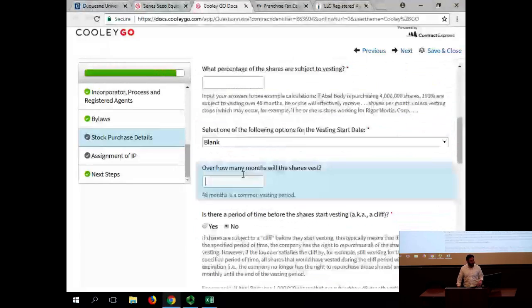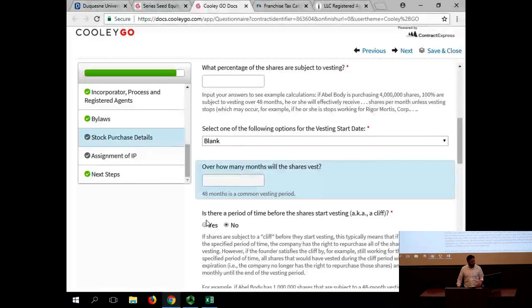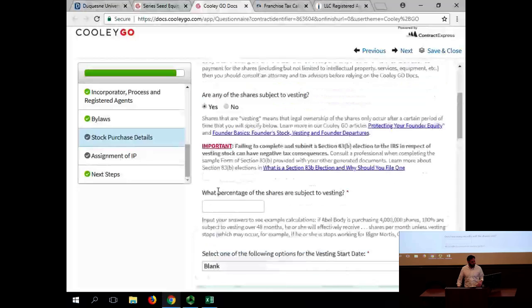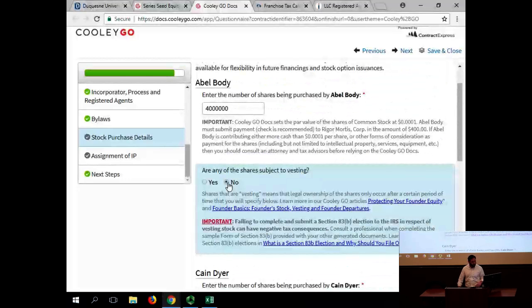So we're going to go ahead and select no vesting. Where did that option go? Vesting means that your shares are subject to a right of repurchase by the company, and that lapses over time. It, by the way, could also lapse as events occur.